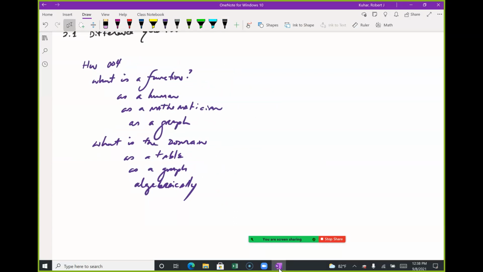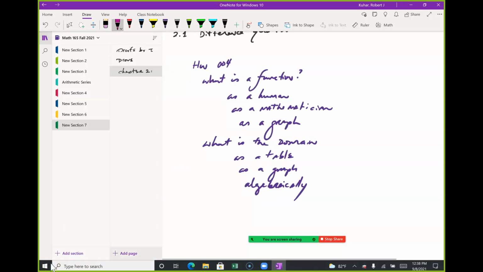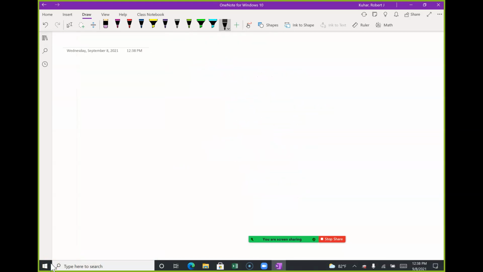So here we go. What is a function, right? What is a function? And this should feel like a review, okay? So what is a function? I like to start as a human. Like, how would I explain what a function is to somebody if I was just riding in an elevator? A function is a predictable machine, right? A function is a predictable machine.